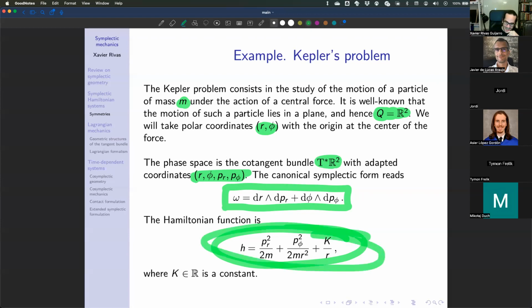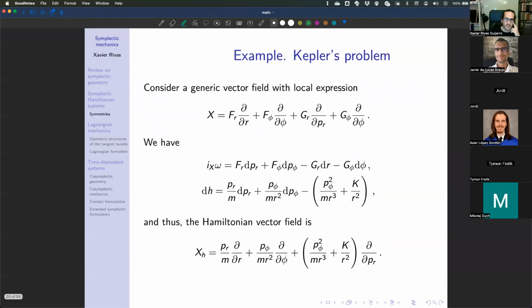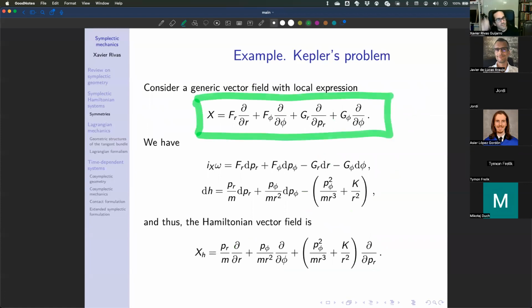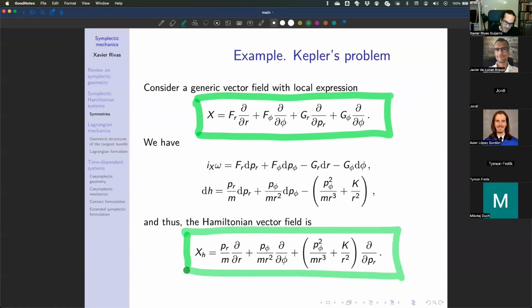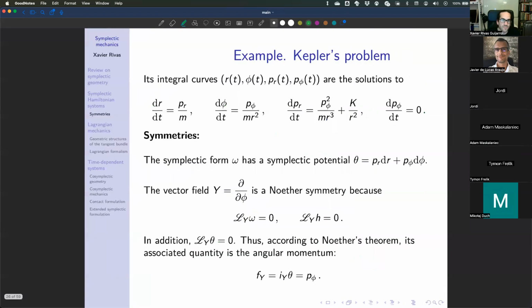So consider this Hamiltonian here. Trust me, this Hamiltonian describes Kepler's problem, where this K is a constant. Okay, now we take a generic vector field. This is the same as before. Take a generic vector field, impose Hamilton's equations. This is only a matter of linear algebra. There are no ODEs or PDEs yet. And we find that the Hamiltonian vector field is this thing here. Okay, this is the Hamiltonian vector field.